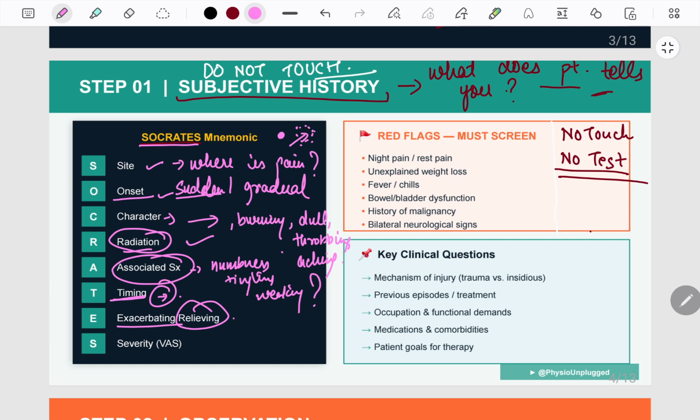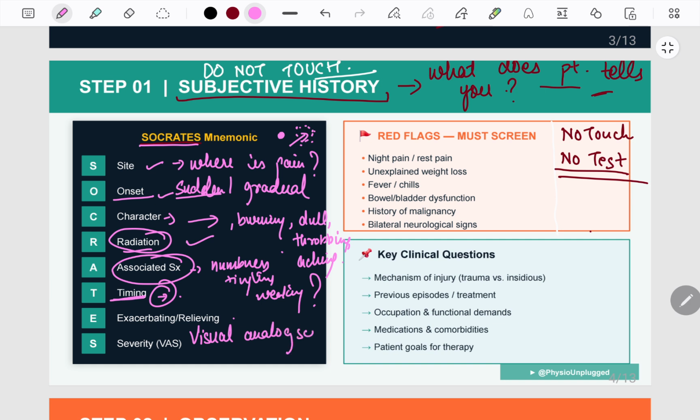What makes the pain better? Rest, movement, heat, cold, whatever it is. Then comes severity of the pain. So severity is measured by a VAS scale. So VAS is a visual analog scale.